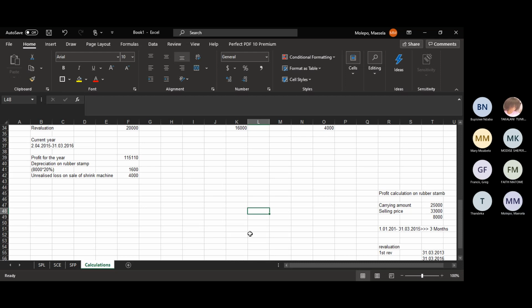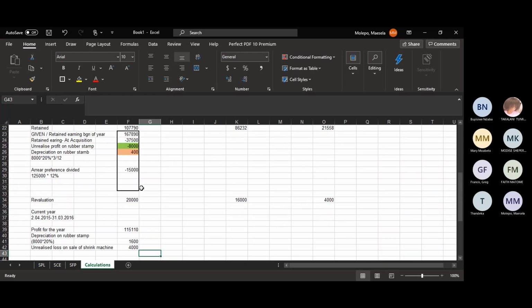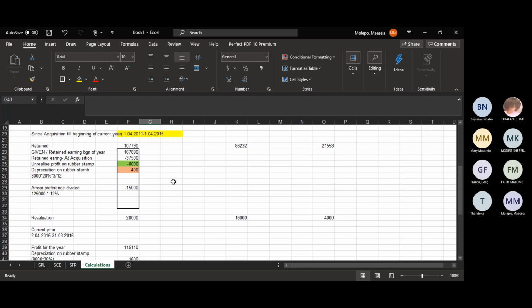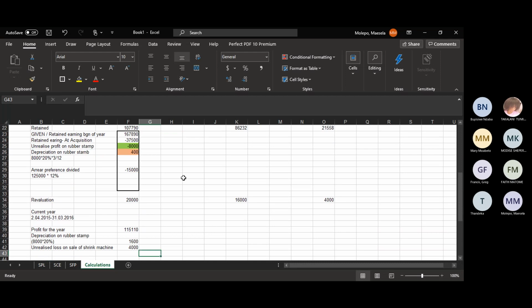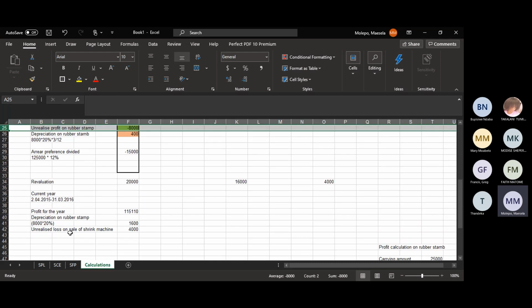What are you saying? So it's 4,000 as is unrealized loss. Since it's an unrealized loss, in my recordings as my subsidiary, do I record it as a positive figure or do I record it as a negative figure? Anyone to try? You can also refer back to the prior one, how we did it, which was unrealized profit, but now this is unrealized loss.